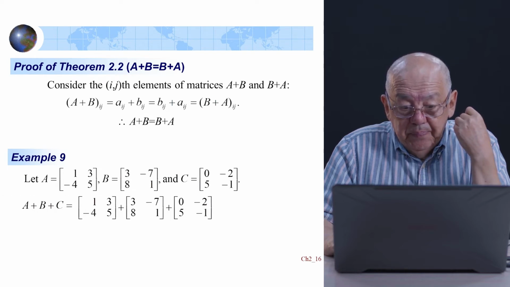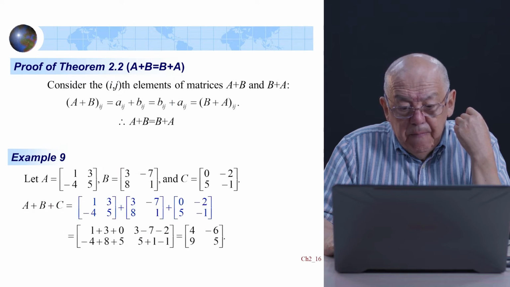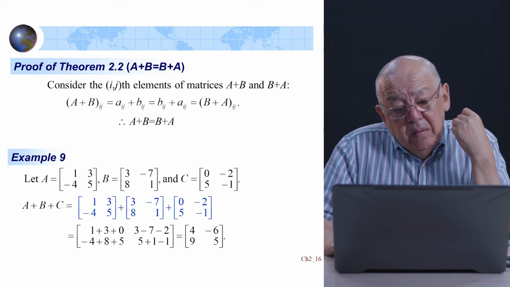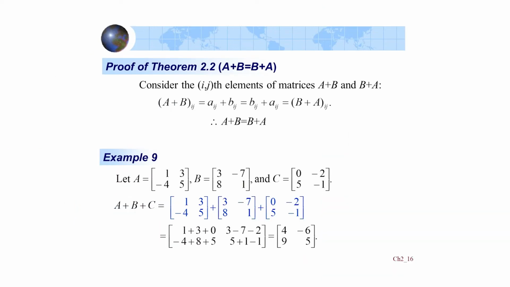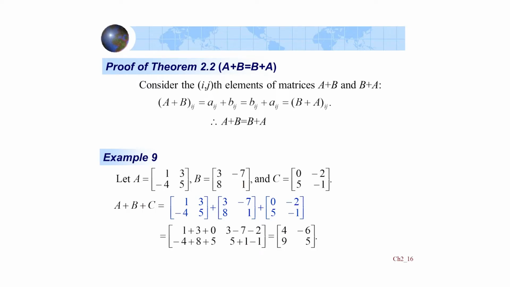And here is some example showing that you can add first A plus B, then plus C, or another way is to first calculate B plus C, then plus A, and you would have the same result. So this is, I think, about the associativity of addition.